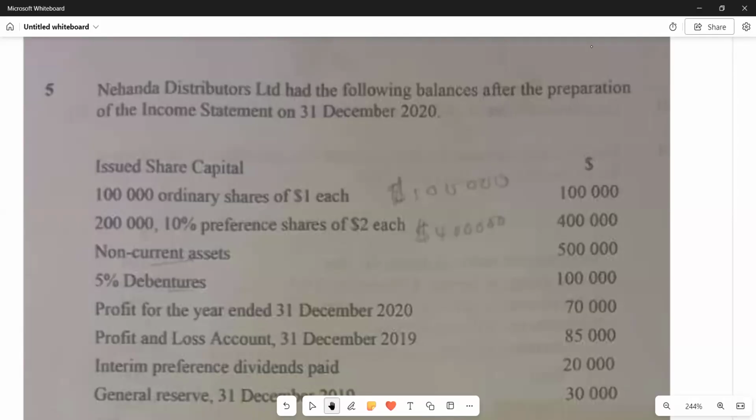Today we want to look at a question on company accounts. This question is on the preparation of a statement of changes in equity. We are also going to prepare an extract of a statement of financial position, that is, the balance sheet. So this is the question that we have.